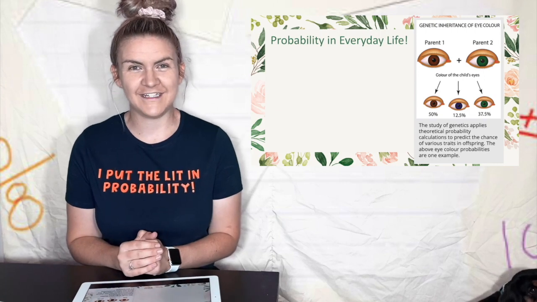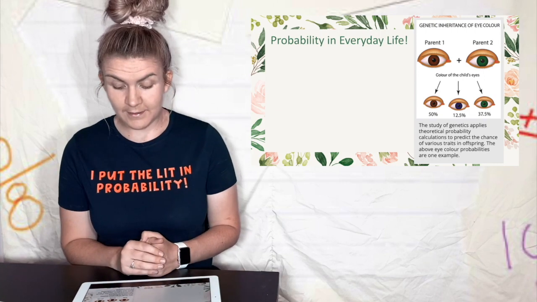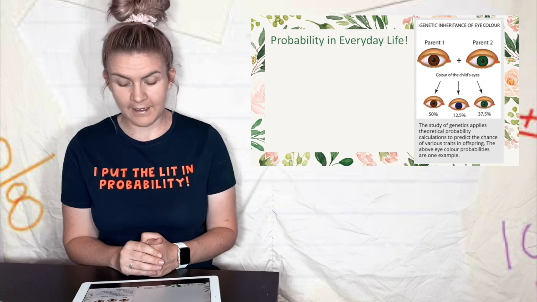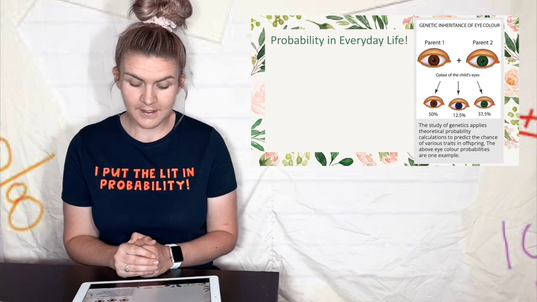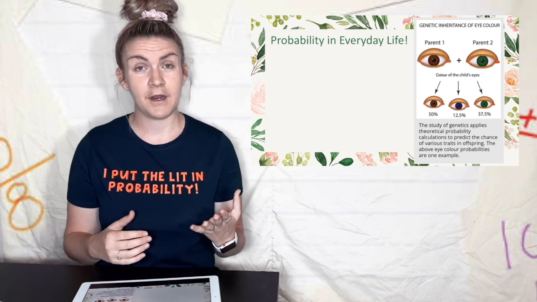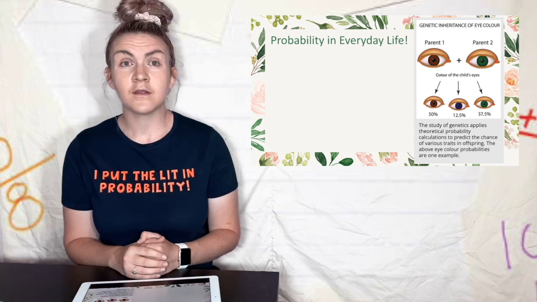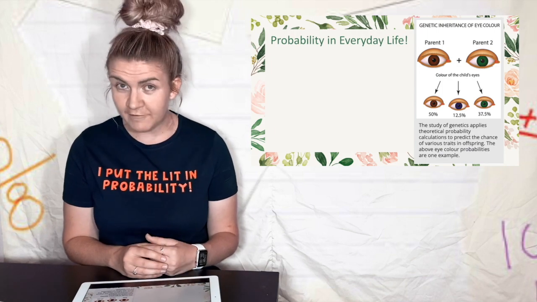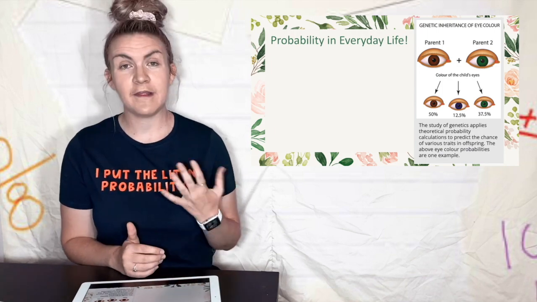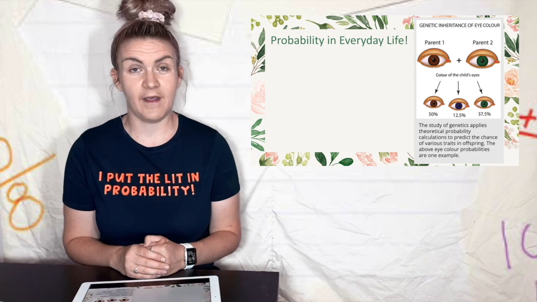Probability in everyday life. The study of genetics applies theoretical probability calculations to predict the chance of various traits in offspring. For example, if we had a parent with brown eyes and a parent with green eyes, their child would have a 50% chance of having brown eyes, 12.5% chance of having blue eyes, and 37.5% chance of having green eyes.